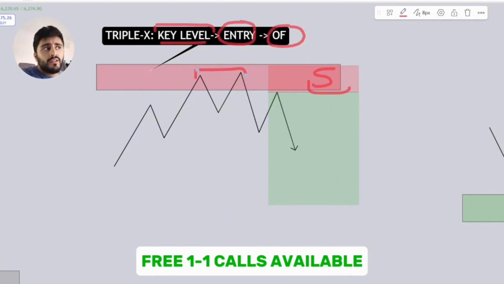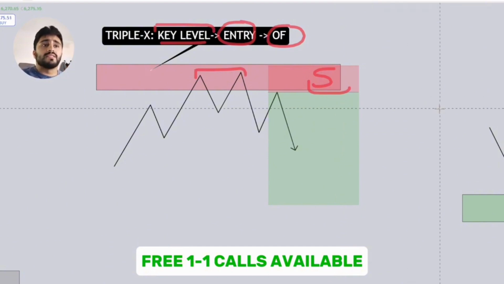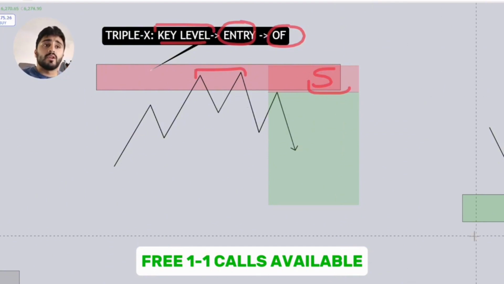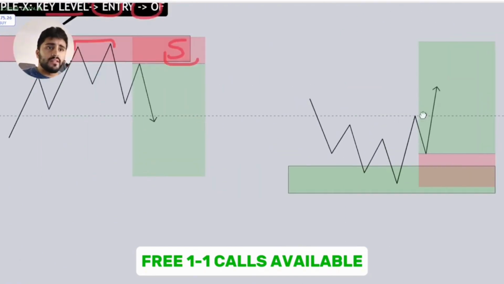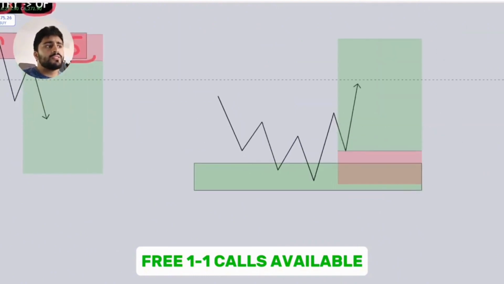The spoiler alert here is you have no idea if price is going to break higher or lower, in this case lower, if you don't actually read the order flow, right? Vice versa here for a demand area. If we just take a look at our demand area over here, how does it actually work, right?